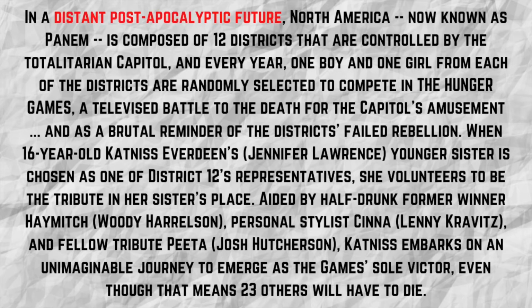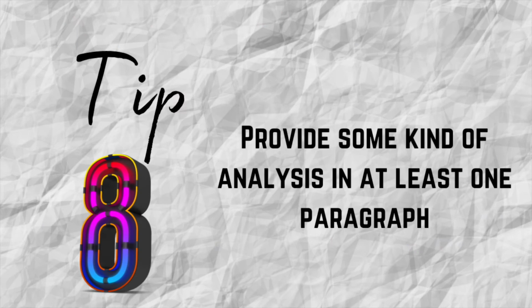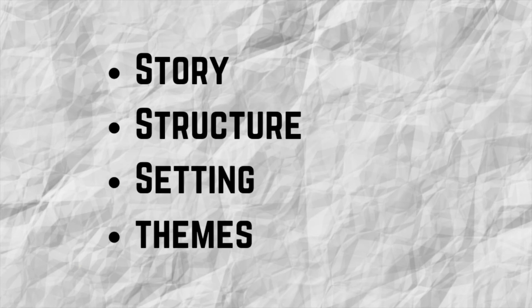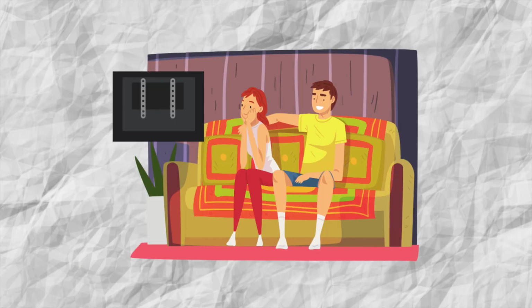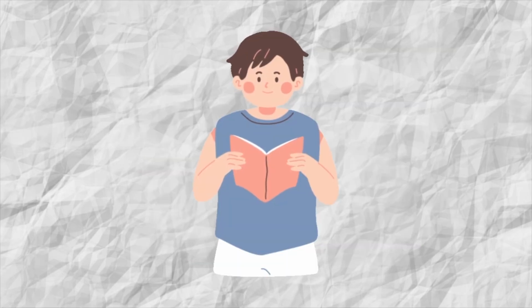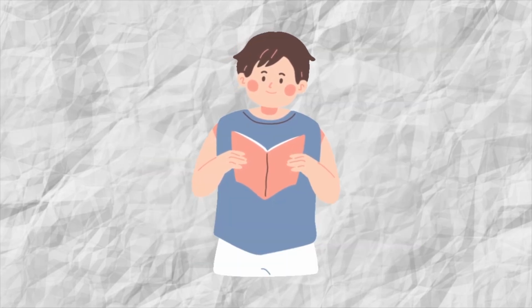Here we get the genre, setting, present tense, complex sentences, characters with the actors in brackets, a variety of sentence starters, and no spoiler. Tip 8. Provide some kind of analysis in at least one paragraph, whether this is about the story, structure, setting, theme, or characters. Practice doing this on other movies you watch in the months leading up to the exam. Treat the movie as a text in the same way you would a poem, play, or novel.